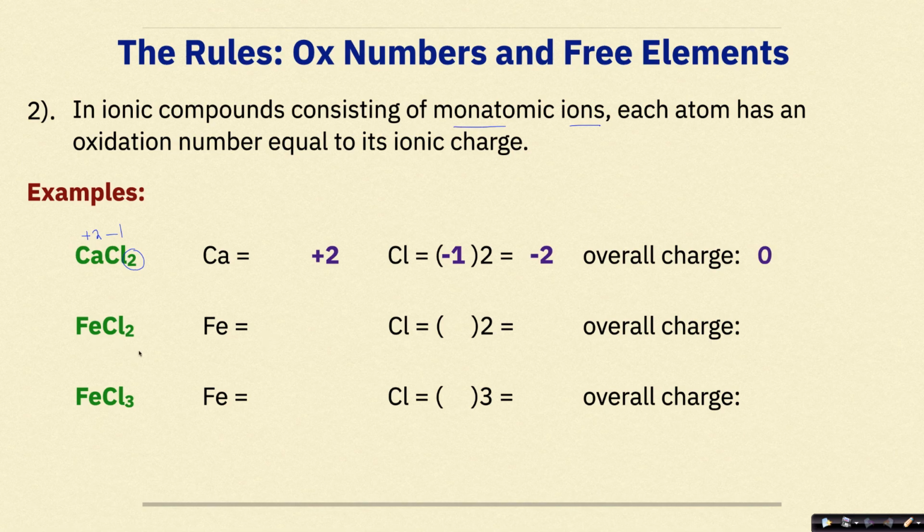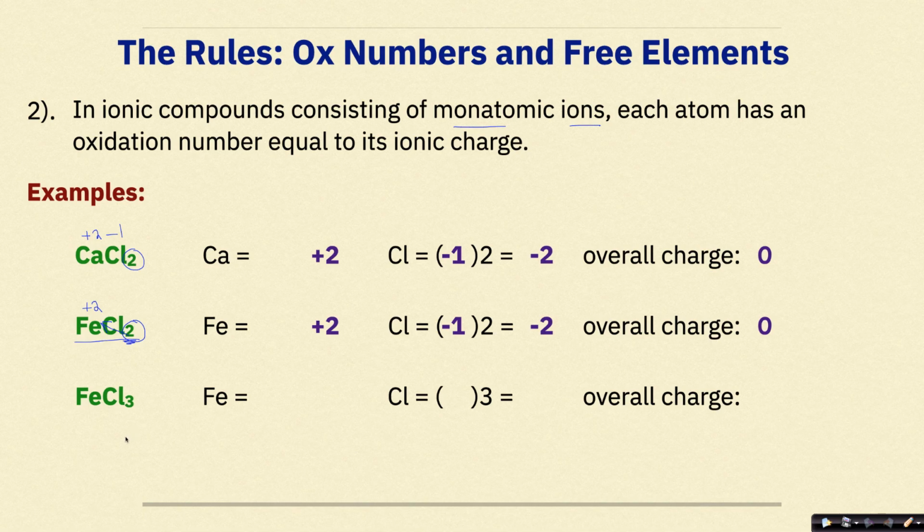Let's look at FeCl2. Now Fe has multiple oxidation states, but if we look at this chemical formula right here and we uncrisscross this, we know that this 2 is going back to the Fe. So it's going to be Fe +2. If iron is +2, chlorine has to be a negative number, so the only negative number associated with chlorine is -1. -1 times its subscripted 2 will give us -2, and the overall charge will be 0.